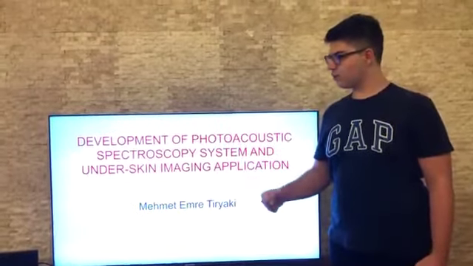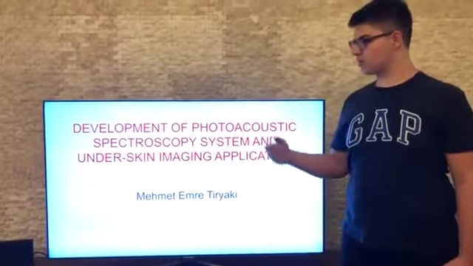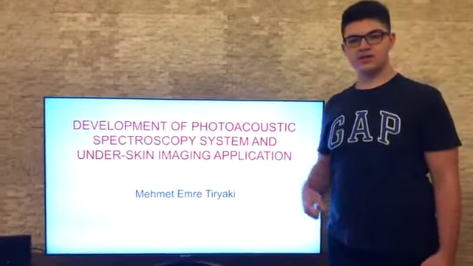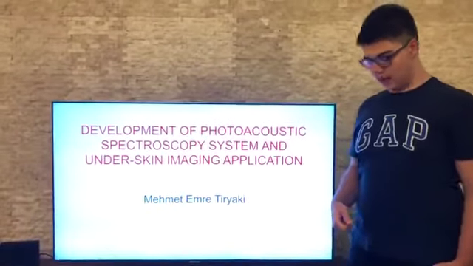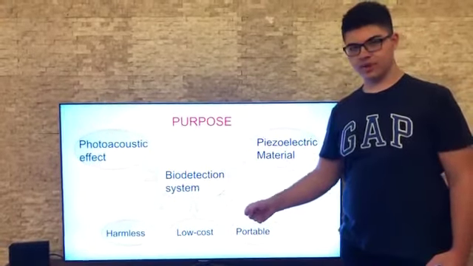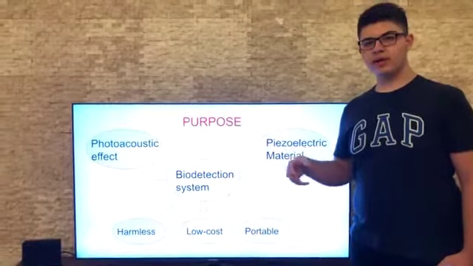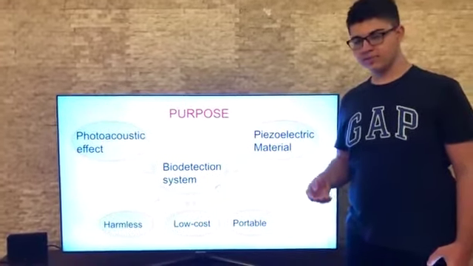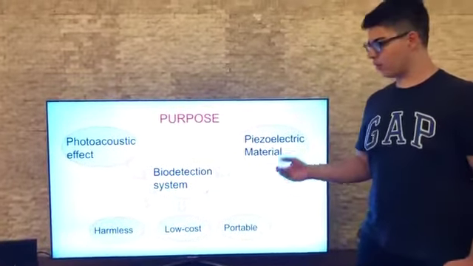The title of the project is Development of Photoacoustic Spectroscopy System and Underskin Imaging Application. So we wanted to create a biodetection system. Biodetection systems are mainly used in the health industry nowadays, but they come with their problems.